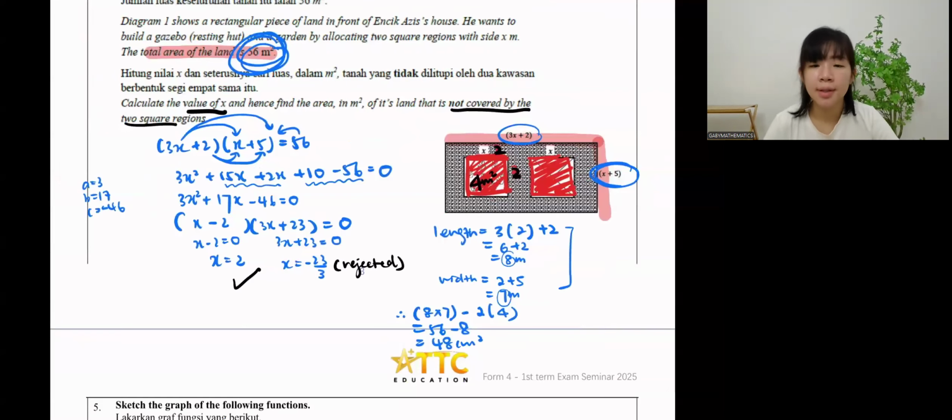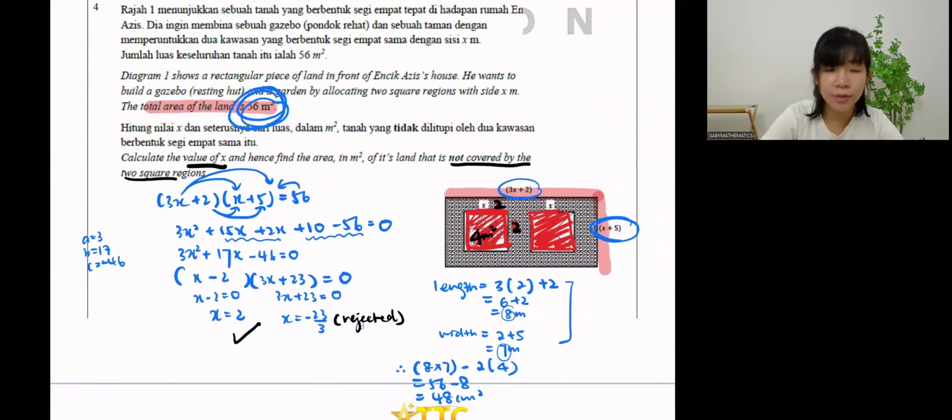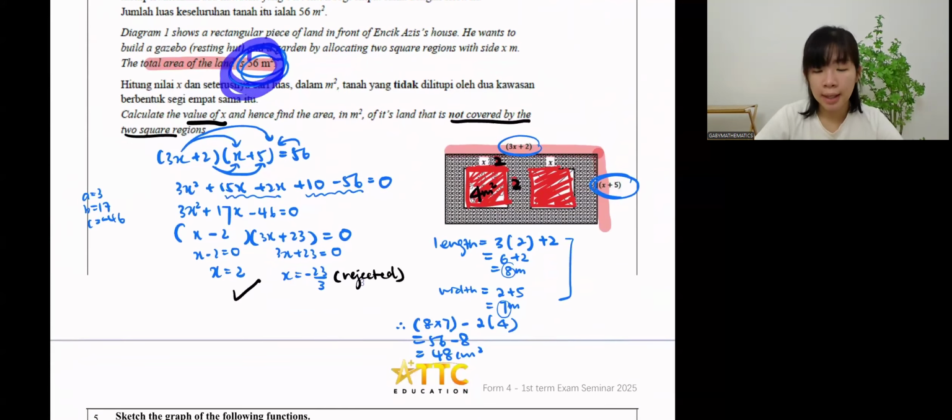I forgot to refer back to the question. The question is already given the total area. Okay, the answer is 48 meter. Yeah, meter.